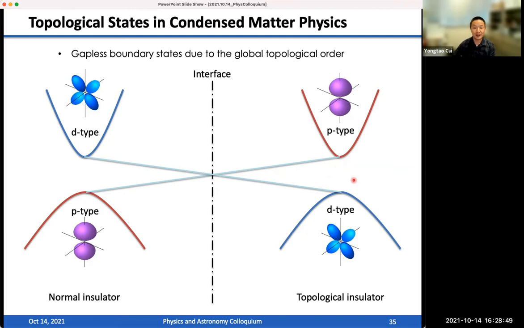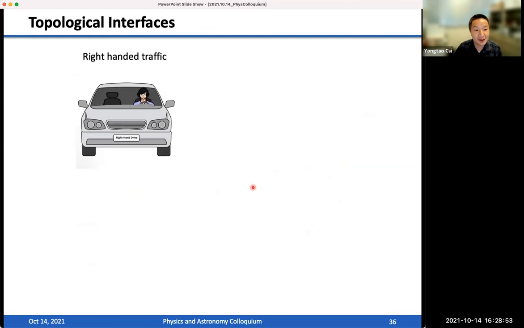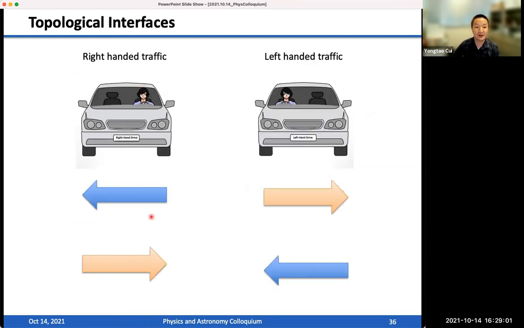Okay, so to make it more intuitive, I'm going to make an analogy in terms of a traffic system. We know that in the US, we drive on the right-hand side of the road. So that's our traffic pattern. And in places like the UK, people drive on the left-hand side of the road. Right? So those different traffic systems can be considered as topological orders.